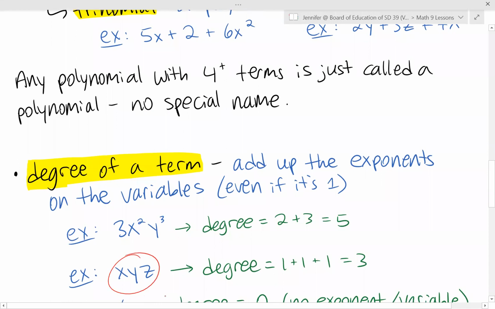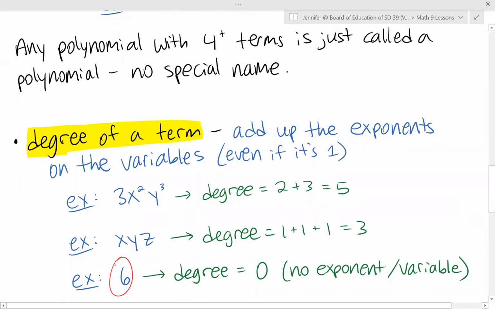But in this example, technically there's no exponents written. It's just x, y, z. But remember, if the exponent is not written, then it has exponent 1. X is just equal to x to the power of 1. So this degree would be 1 plus 1 plus 1, which is 3. Because really there's a 1 on each of those. It just doesn't change anything, so we don't write it. It's redundant.